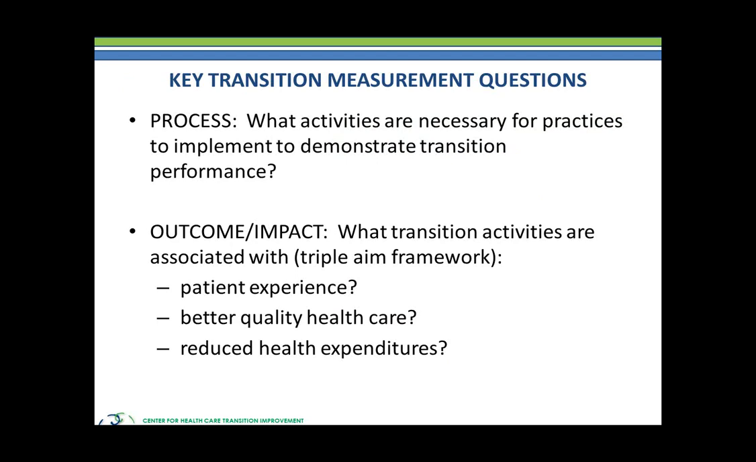Now, when you're thinking about measurements, the way we looked at it, this process and outcome impact components. Under process, what are the activities necessary for practices to implement to demonstrate transition performance? And then outcome impact, what transition activities are associated? And we really have taken the lead from the Triple AIM framework in the U.S. What's the patient experience, better quality, and reduced health expenditures? Next.